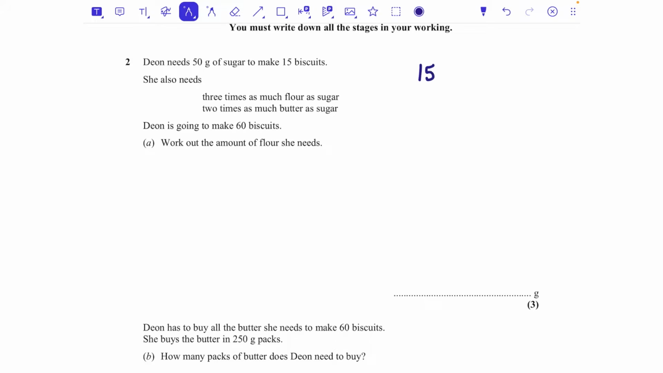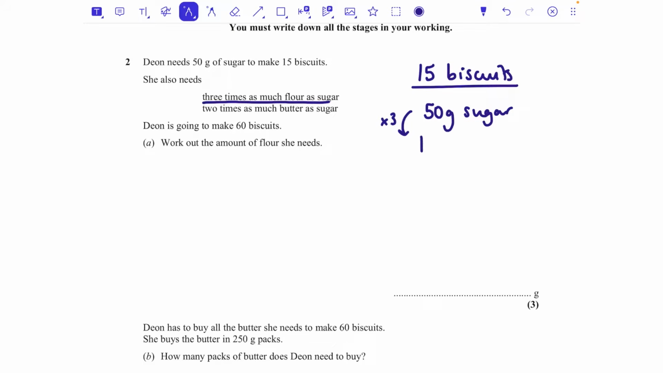So we've got the recipe here, 15 biscuits. And I know that that needs 50 grams of sugar. We need 3 times as much flour as sugar, so I'm going to take that and multiply it by 3 to find out how much flour we need. And that is 150 grams of flour, and it says 2 times as much butter as sugar. So I'm doubling the amount of sugar to get the amount of butter, and that is 100 grams of butter.